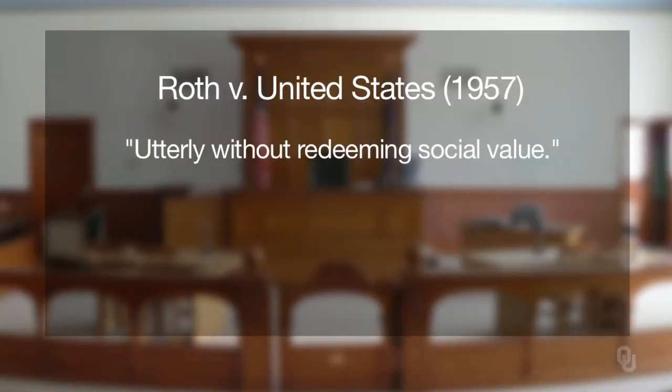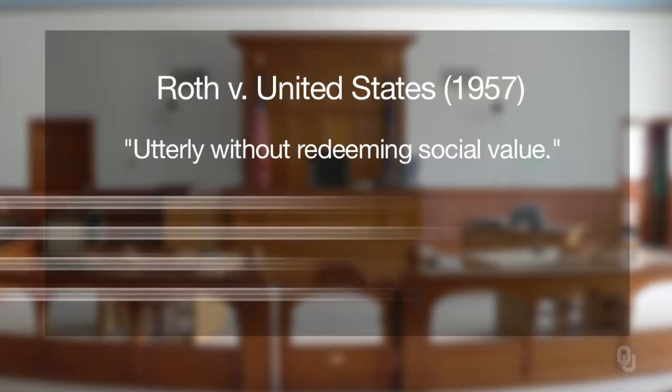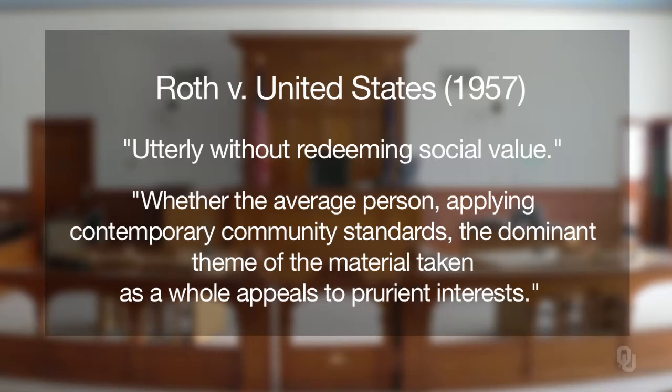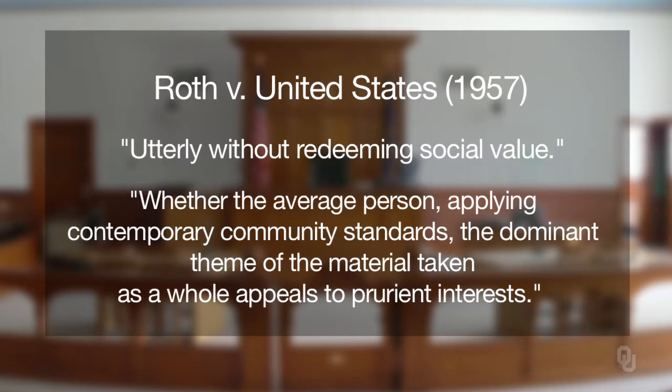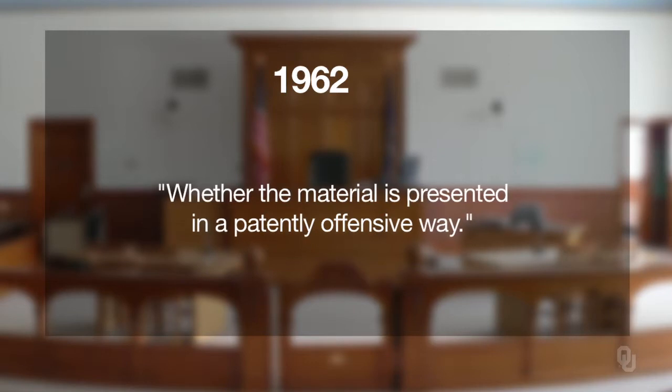Nevertheless, the court continued to develop tests to determine whether material should be deemed obscene, thus receiving no First Amendment protection. The first attempt was Justice Brennan's test in Roth v. United States in 1957. Brennan developed a two-pronged test. First, the material had to be, quote, utterly without redeeming social value. The second was whether the average person, applying contemporary community standards, the dominant theme of the material taken as a whole appeals to prurient interests. A few years later, in 1962, the court would add a third prong, whether the material is presented in a patently offensive way. As a result of the Roth case, only hardcore pornography was deemed obscene at the time.